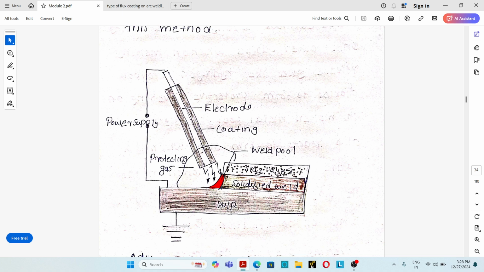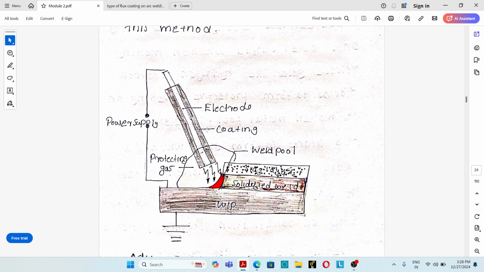Electrode coating also forms slag, which is lighter than the molten material and floats over it. It acts as a cleaning agent which absorbs impurities from the molten material, and also acts as a protective cover over the molten weld pool and reduces the cooling rate. After solidification, the slag can be chipped off. More than 50% of industrial welding takes place by the shielded metal arc welding process. That's the importance of the shielded metal arc welding process.